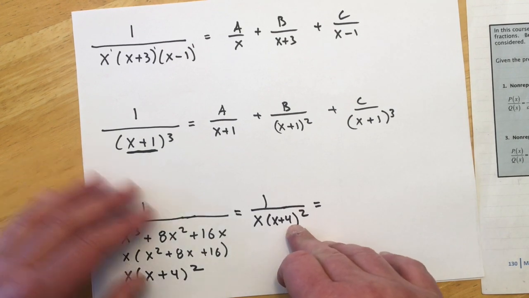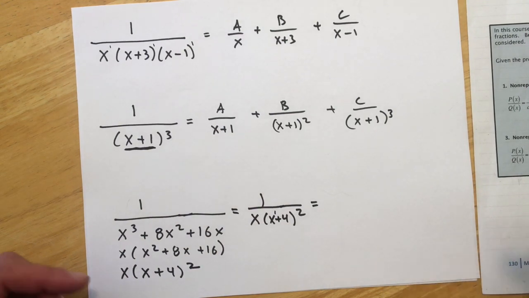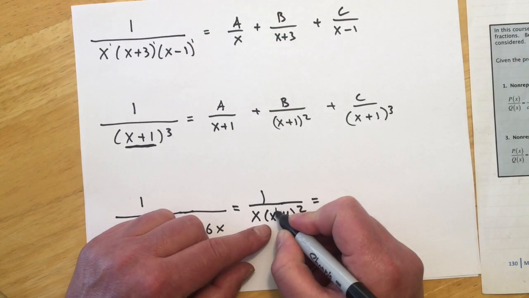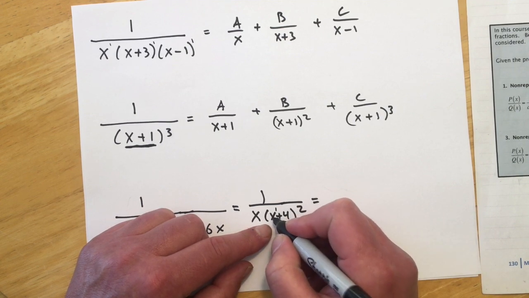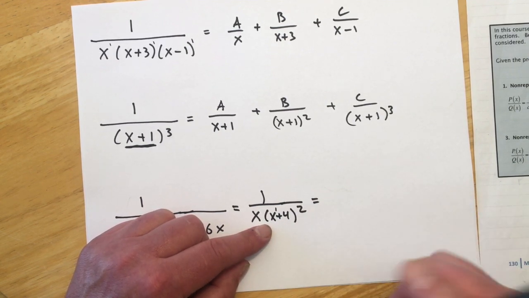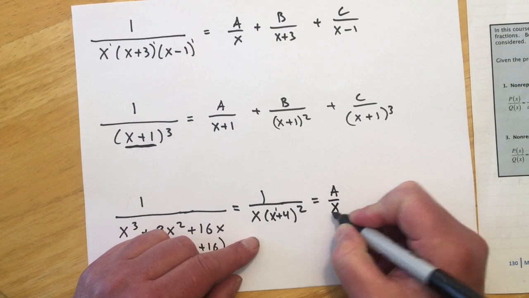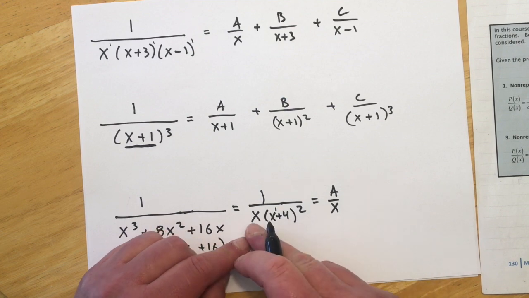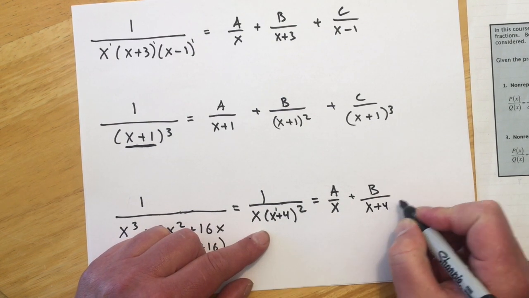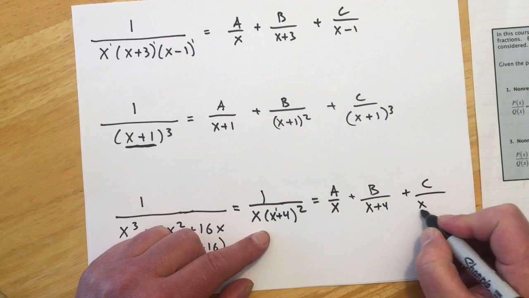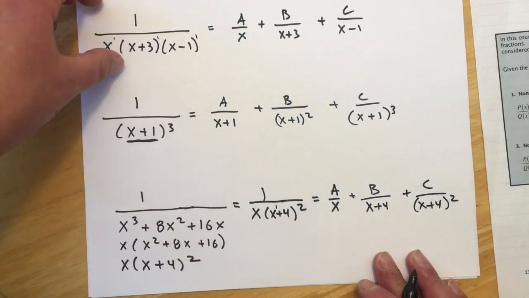Because there's that repeated linear root again, and this is what I'm saying, this is to the first, so that makes it linear. When I hit a quadratic one, you'll see this is to the second. So it's not the multiplicity, it's whether or not the x itself is to the first or to the second. So this would be A over x, so there's my first linear term, and then it'll be B over x plus 4, and then C over x plus 4 squared. So that would be your setup.